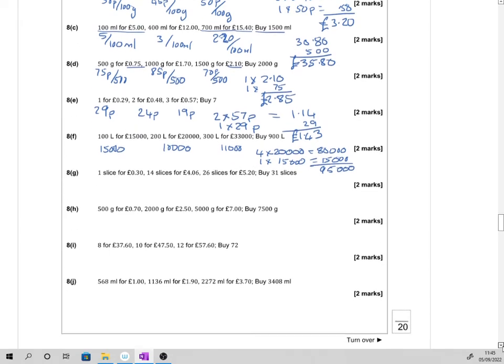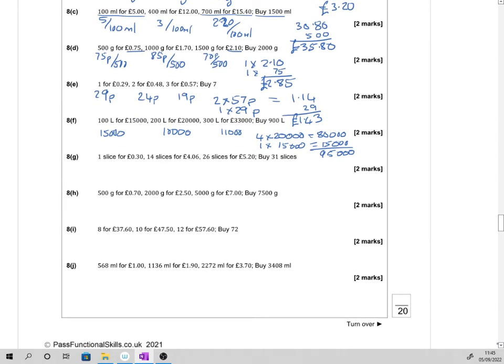Okay, let's do some slices of cake. One slice for 30p, so that's 30p a slice. 14 slices for that much, so 406 divided by 14. So these are 29p a slice. 520 divided by 26. Yeah, these are 20p a slice. So, well, these are much cheaper.